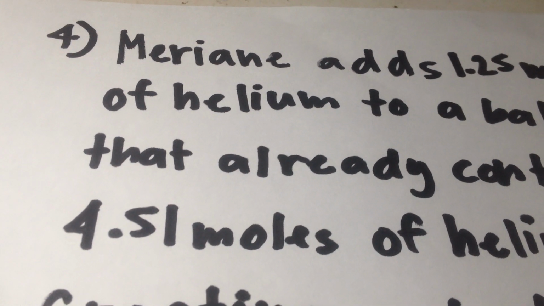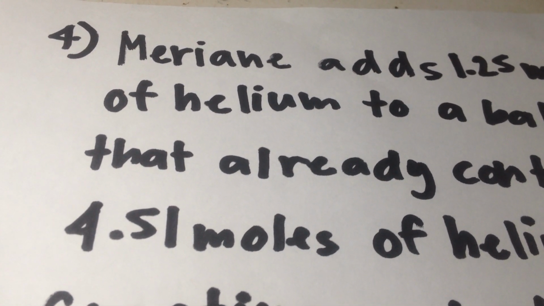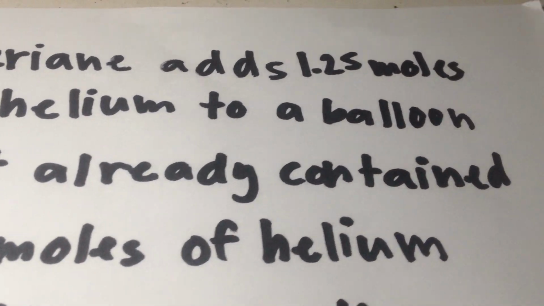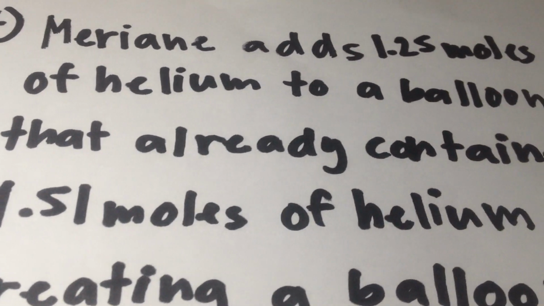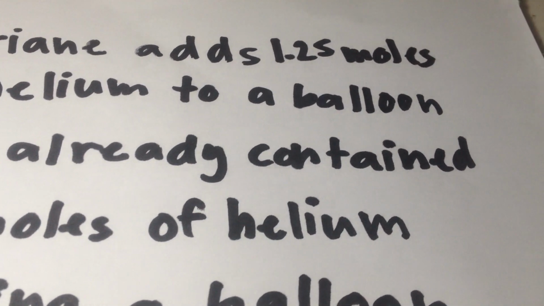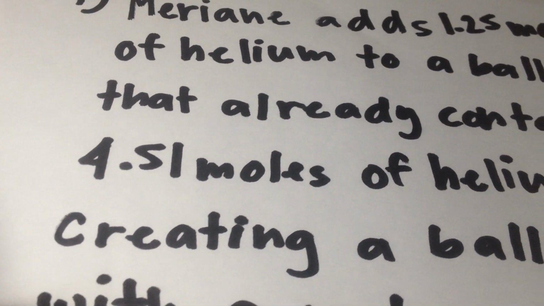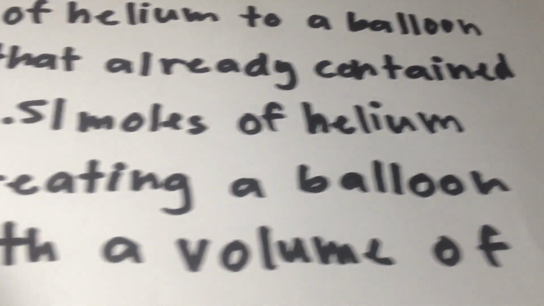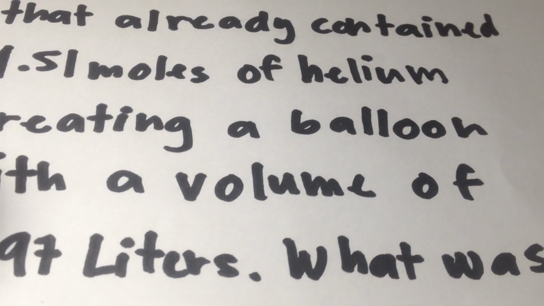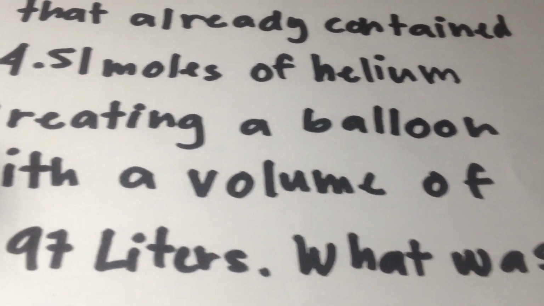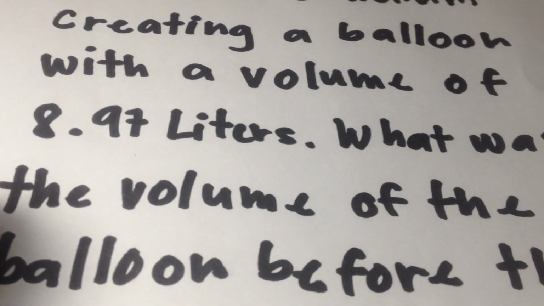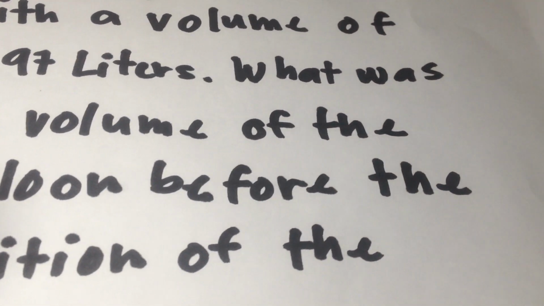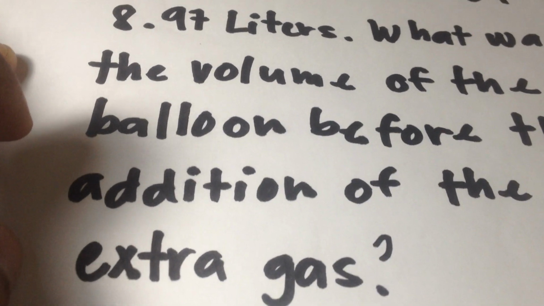Hello everyone, in this video, let's continue number 4. Marianne adds 1.25 moles of helium to a balloon that already contained 4.51 moles of helium, creating a balloon with a volume of 8.97 liters. What was the volume of the balloon before the addition of extra gas?